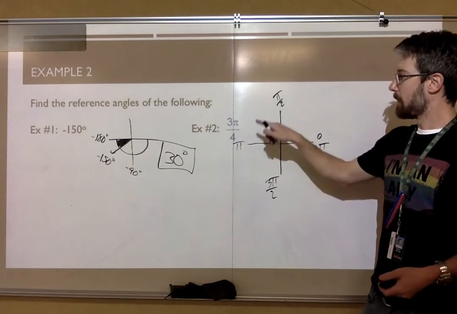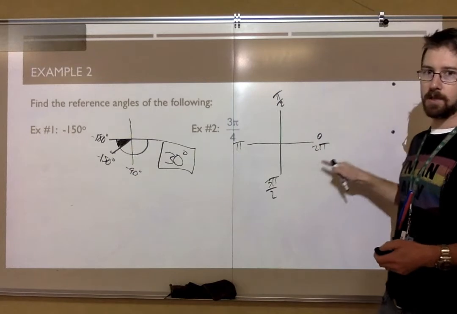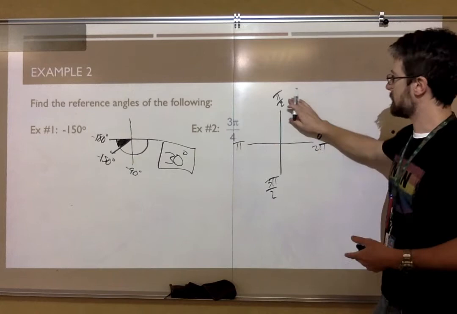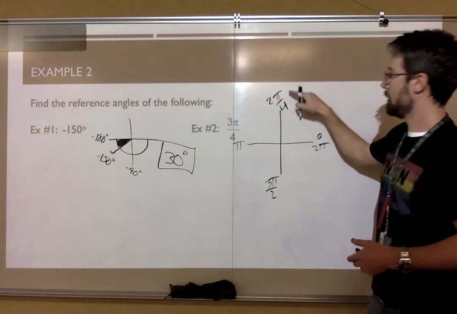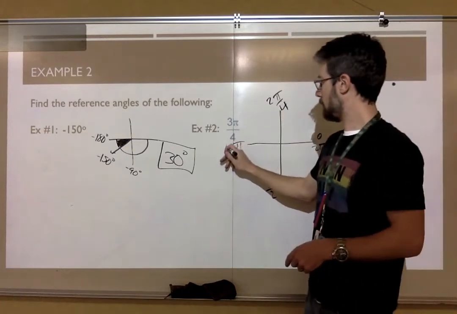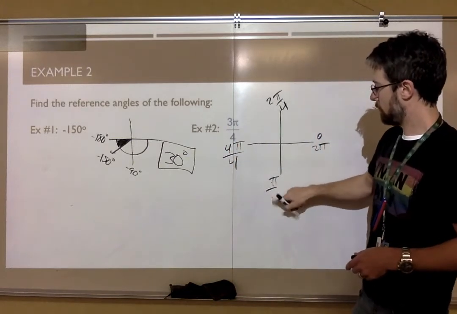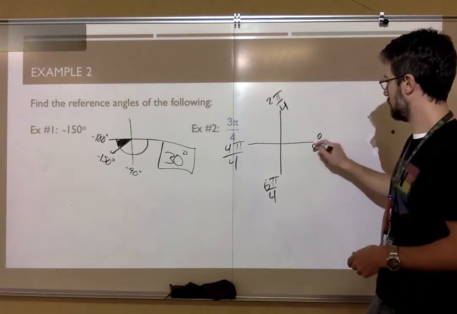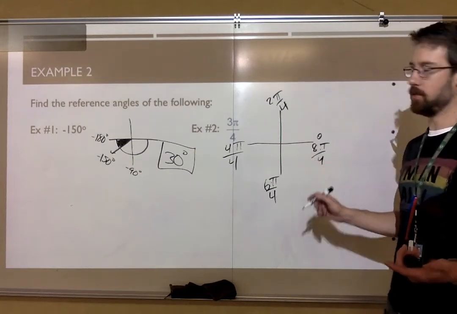To make this easier, I'm going to change all of these values so that the denominator matches 4. So they have a common denominator. That means that instead of pi over 2, this is 2 pi over 4, because 2 over 4 reduces to 1 over 2. Pi is 4 pi over 4. 3 pi over 2 is 6 pi over 4. And 2 pi is 8 pi over 4, again because 8 over 4 would reduce to 2.